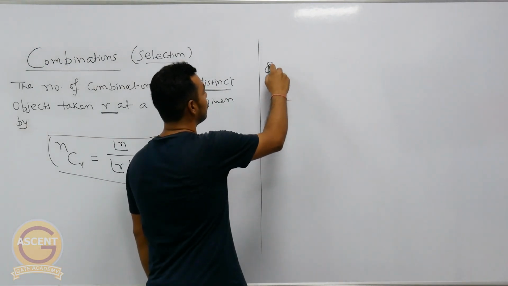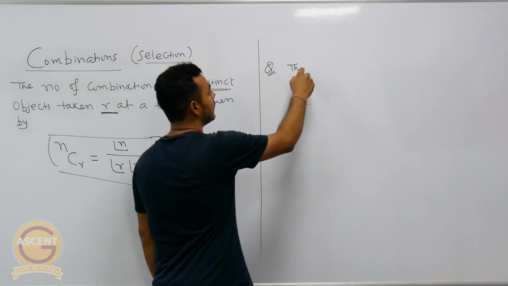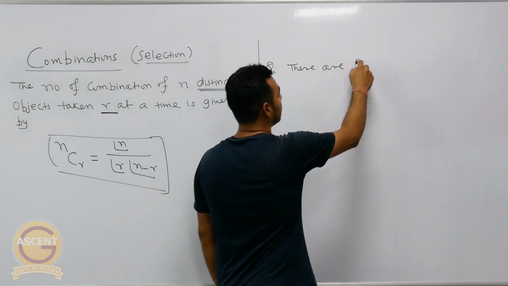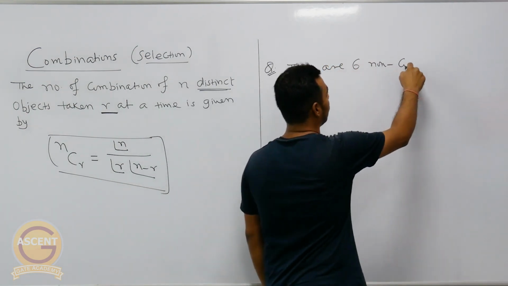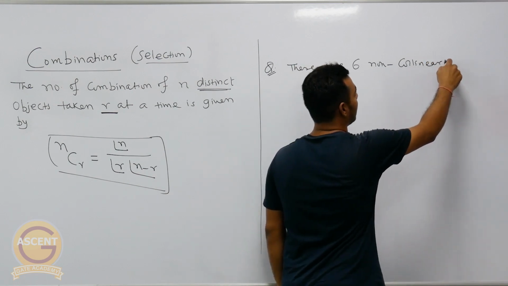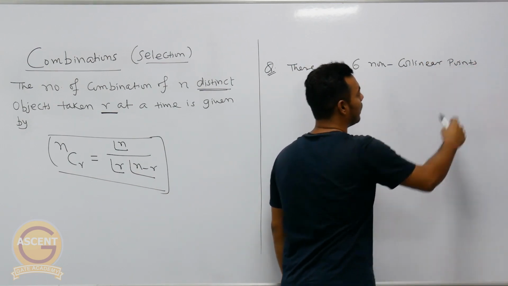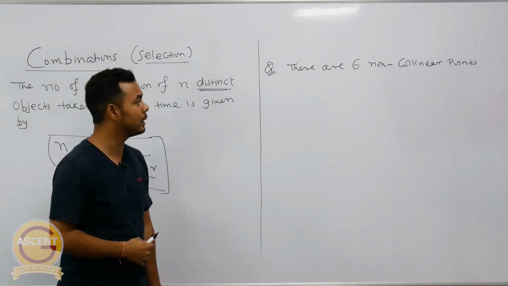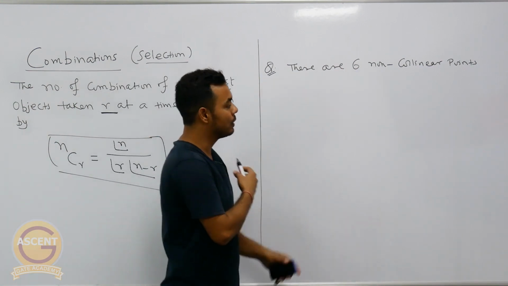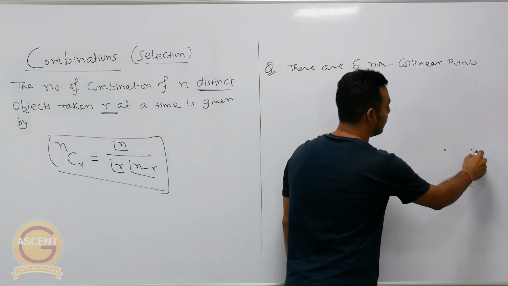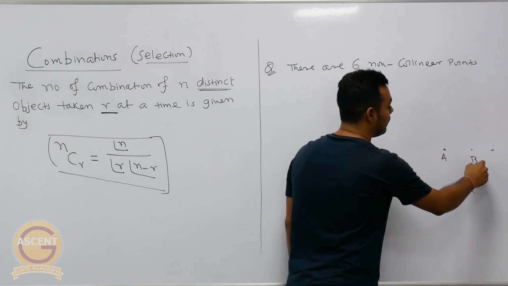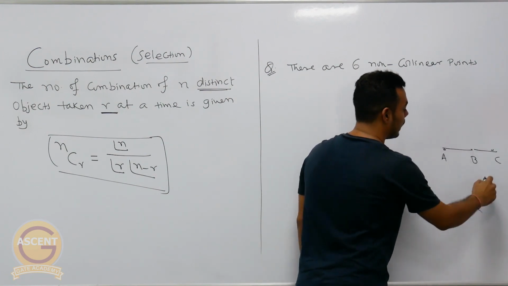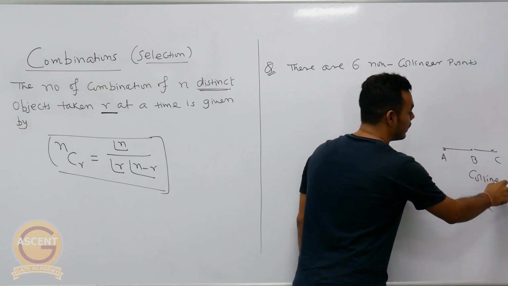So suppose I have a question that there are 6 non-collinear points. The meaning of this word non-collinear is, if a number of points are not in the same line, then those points are called non-collinear. For example, suppose I have these 3 points A, B, C in the same line, and therefore these are collinear points.